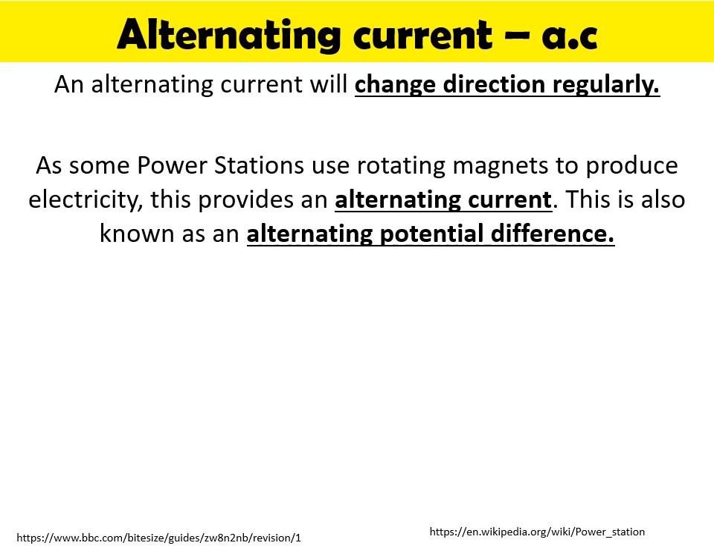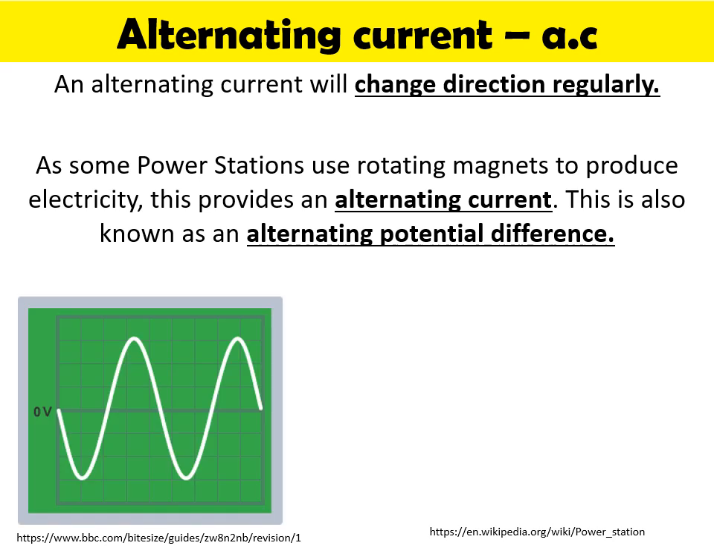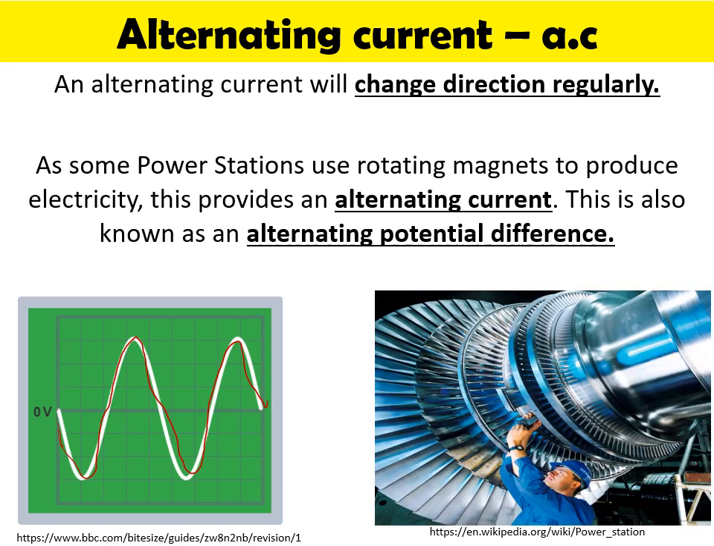So how does it look on a CRO, on a cathode ray oscilloscope? You can see that initially it is negative, then it has become positive, it is becoming negative, positive. So it keeps changing direction again and again. And the example is power stations, the generators in the power stations.